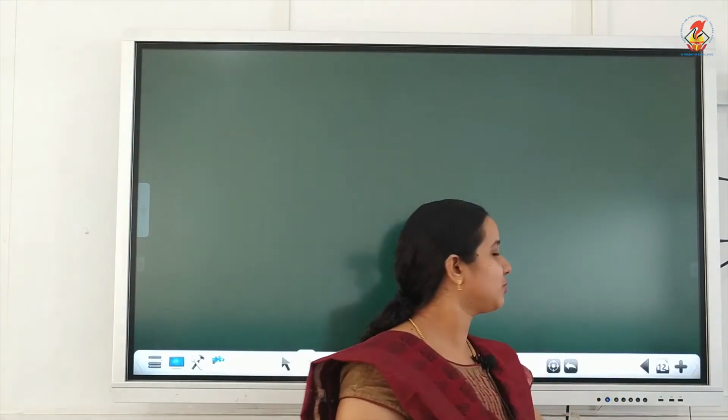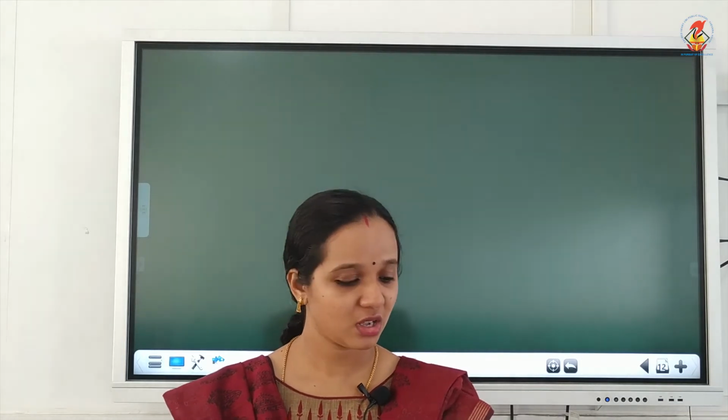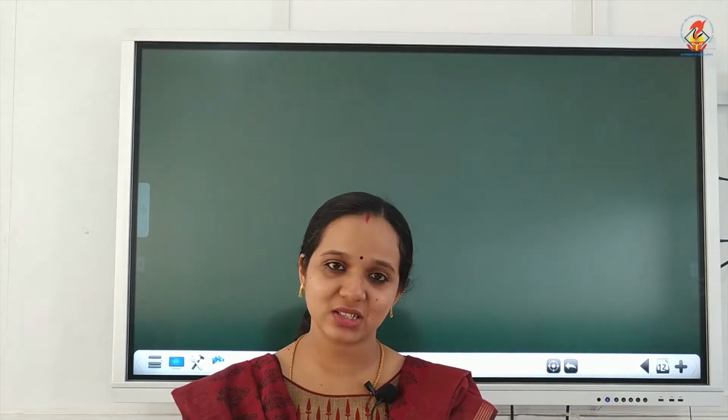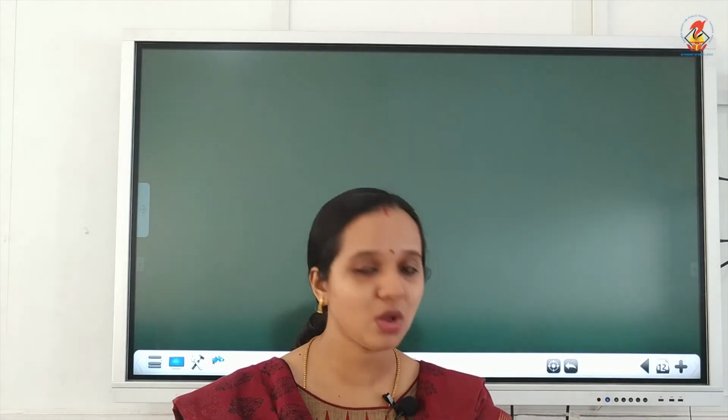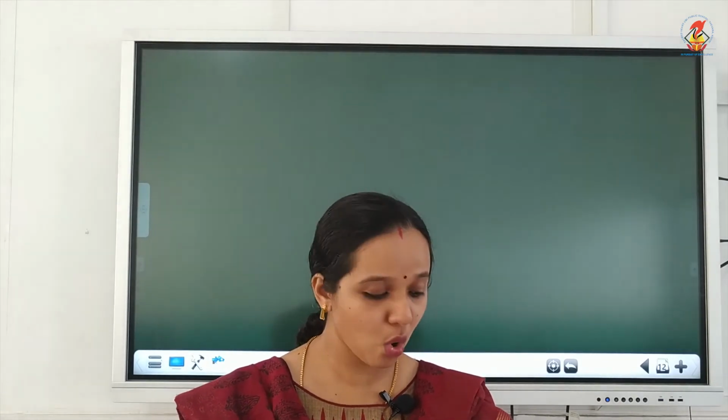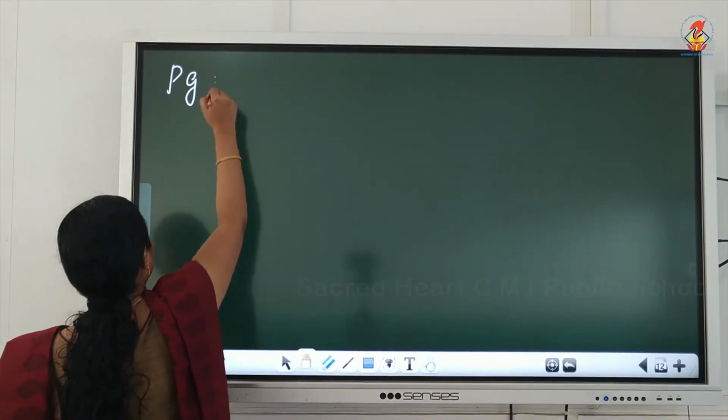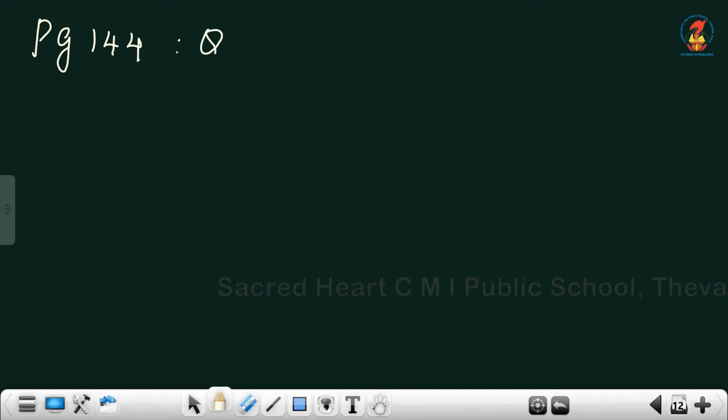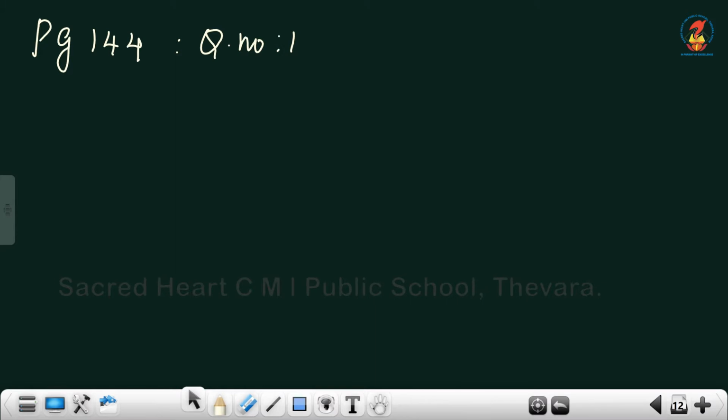So let us move on to the first problem, and for the question you may please refer to your NCERT science textbook. Moving on to the textual exercise questions on page number 144, question number 13.